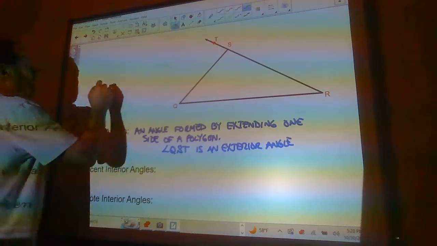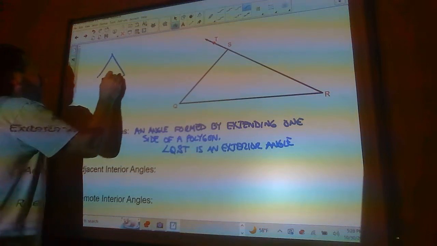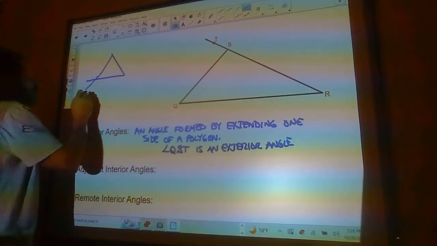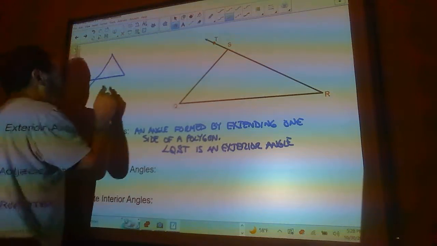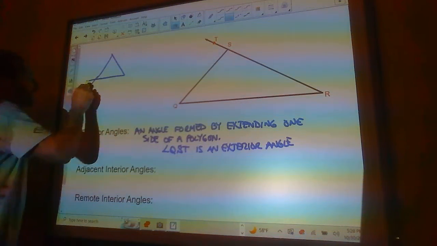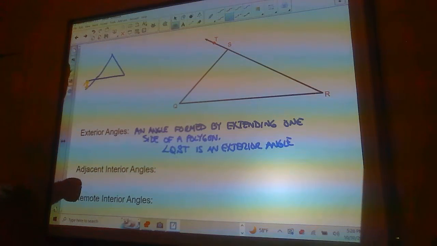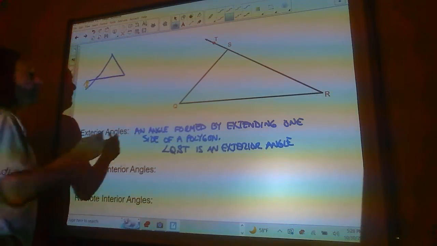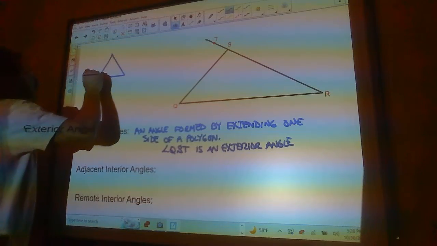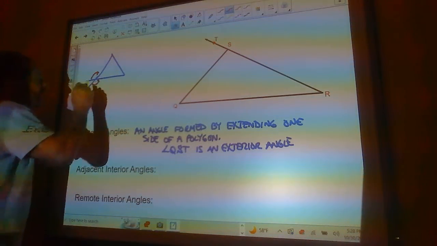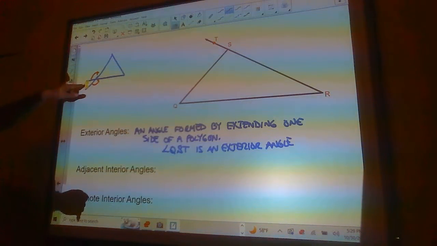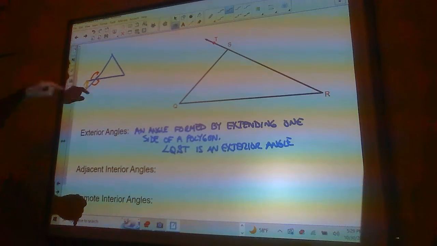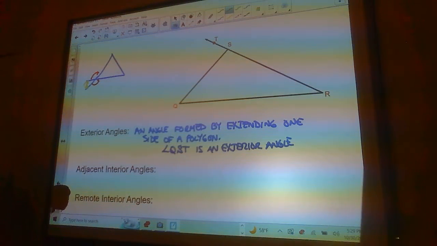Now be careful because sometimes people think that this is an exterior angle out here, and it isn't. That is not an exterior angle. There are two exterior angles drawn here. This would be an exterior angle, and this would be an exterior angle. But this is not an exterior angle because it does not share a side of the triangle. So watch out for that.